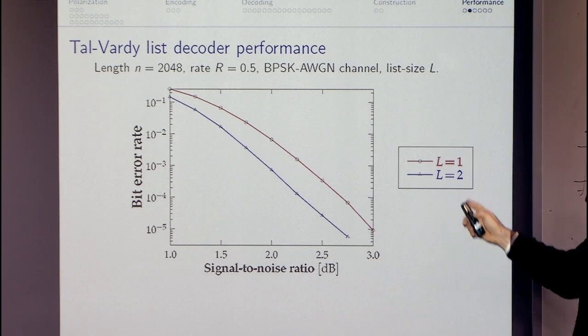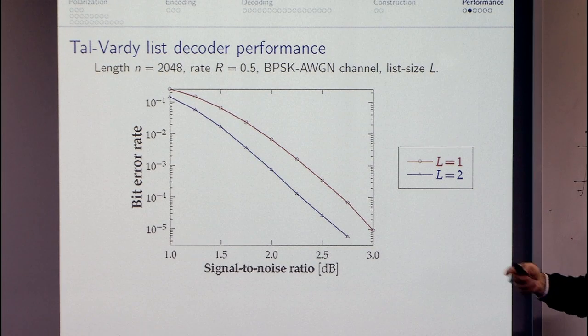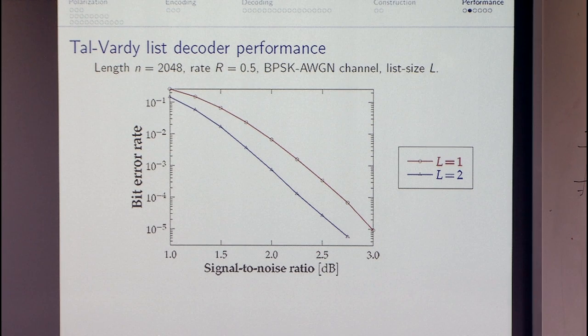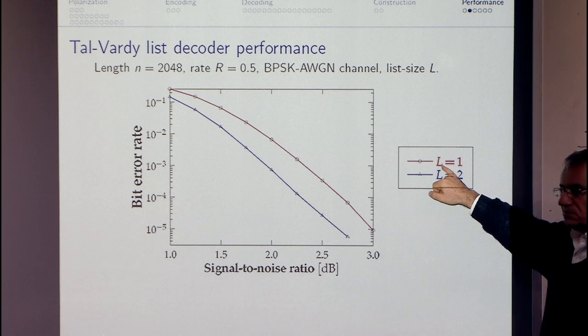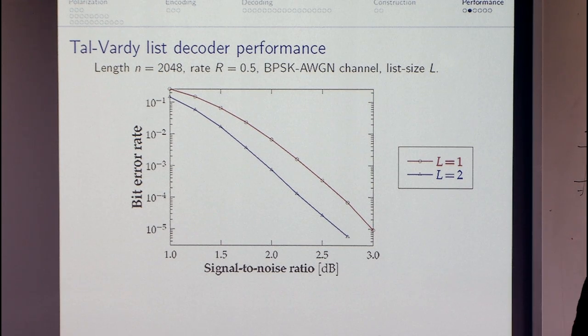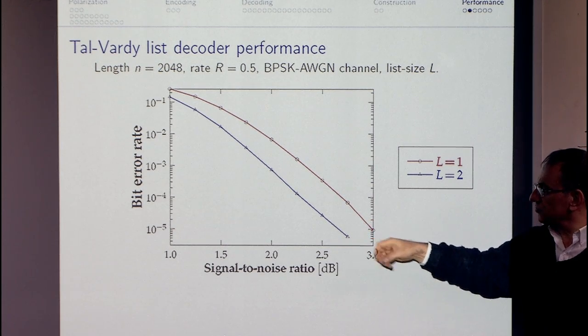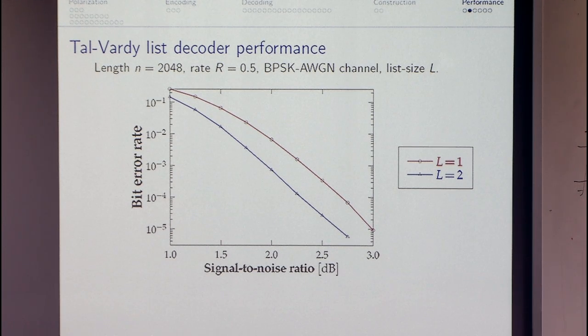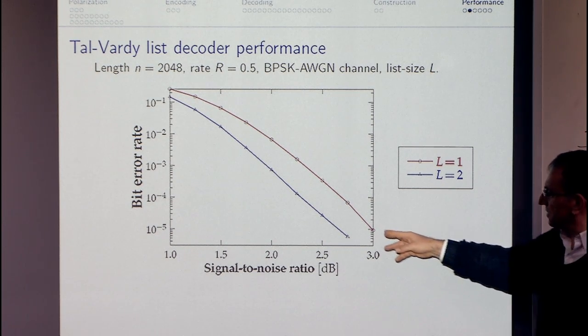If you use a list decoder with list size 2, I won't have time to explain exactly what this means, but essentially the weakness of the successive cancellation decoder is that you are prone to making mistakes if you are aggressive about using those channels which have not yet polarized sufficiently. If you use them, you are prone to making an error there. That's the weakness of the successive cancellation decoding algorithm. So how do you take care of it?